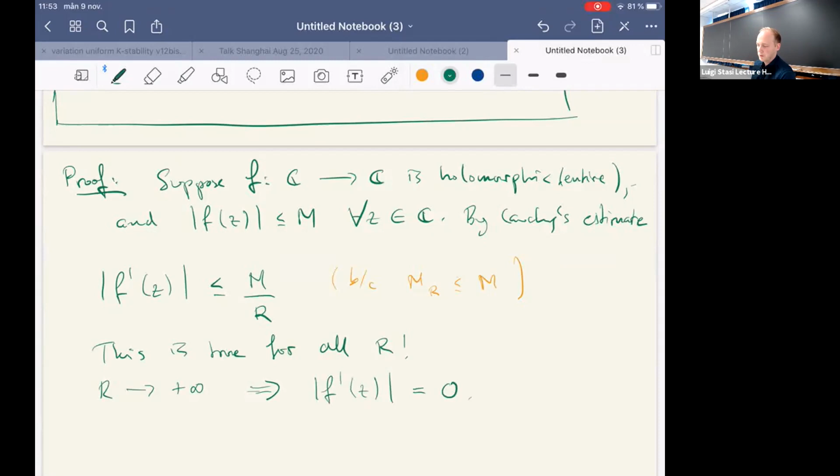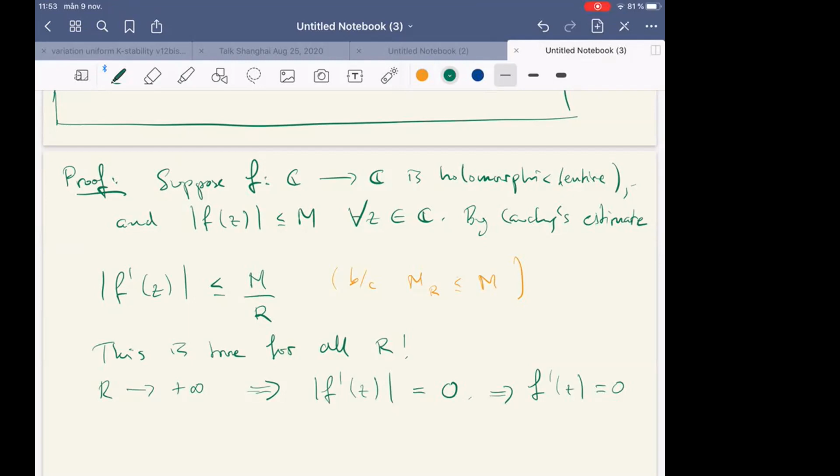And now, how can we conclude? We showed that the absolute value of f prime of z was 0. But then we use again this standard fact in complex analysis that if a complex number has absolute value 0, then the number itself has to be 0. So it means that f prime of z is equal to 0. And then what does this mean actually? This means that f is constant.